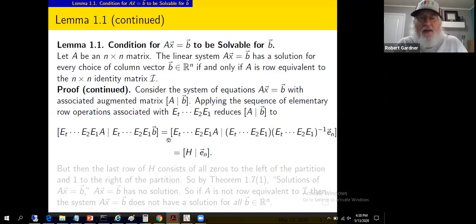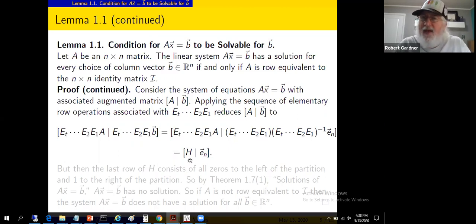But we've defined B to be the inverse of these elementary row operations applied to E sub n. So when you multiply these two matrices together, it's a matrix and its inverse. It gives you the identity, and you're just left with the E sub n. What happens to matrix A when you do this stuff to it? Well, that turned it into that matrix H. That's where these elementary matrices came from, in fact.